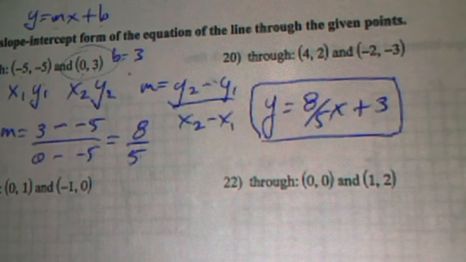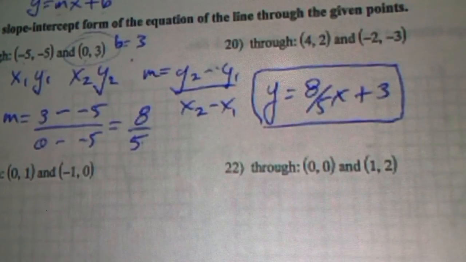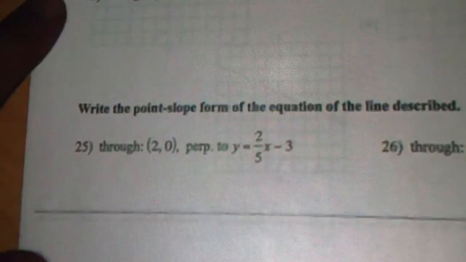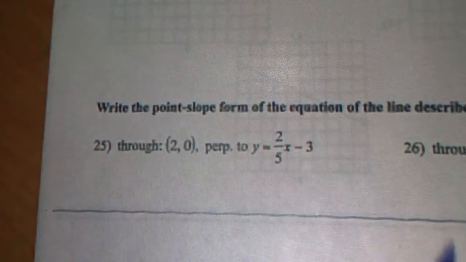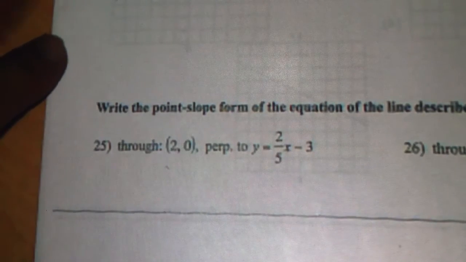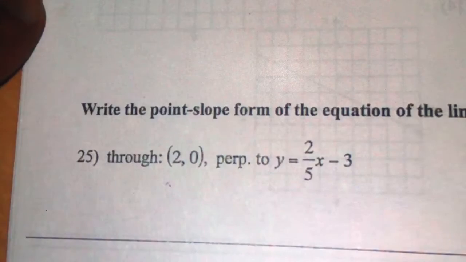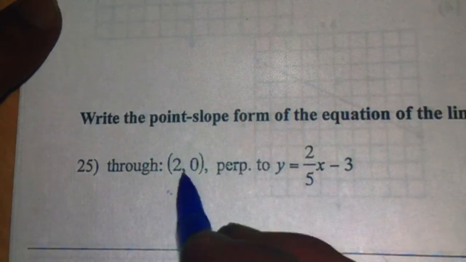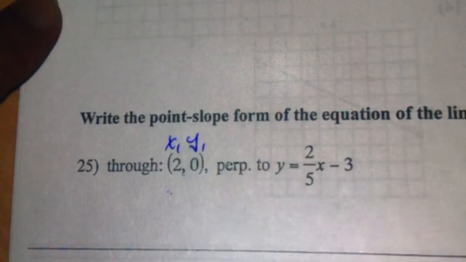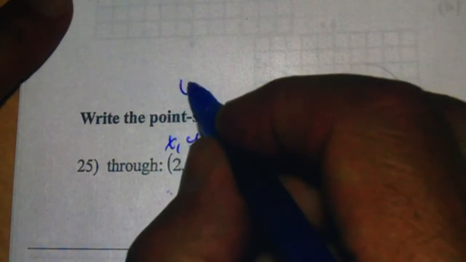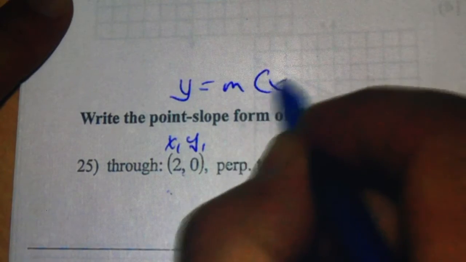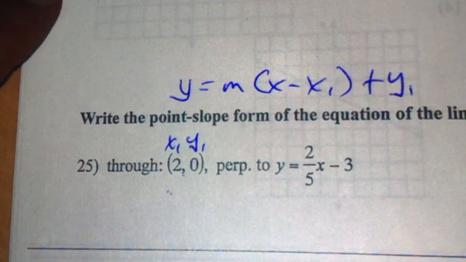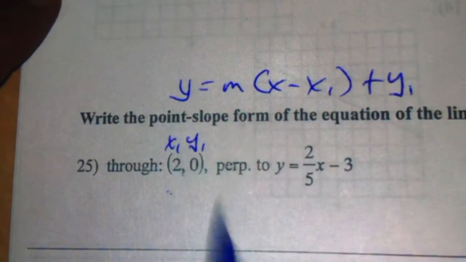Let's look at a different kind of question. Writing an equation of a line, but now this kind of question down here is asking for the point slope form of an equation. All right, so through 2, 0, and perpendicular to y equals 2/5 x minus 3. So we've been given a point. Now let's label that x1, y1. And remember, our point slope form of an equation is y equals m onto x minus x1 plus y1. Well, all we have to do now is find the slope and then plug things in.